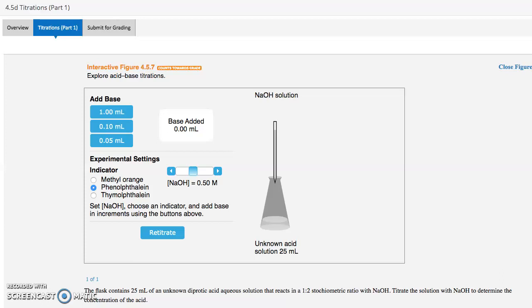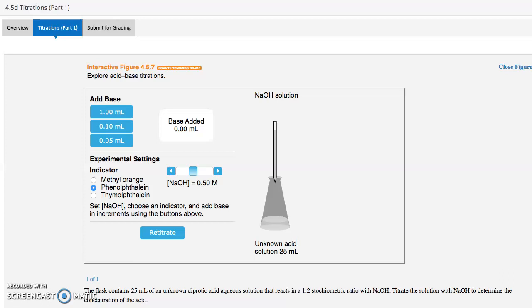So they start out saying that we're going to titrate an unknown acid, and it says down below that it's a diprotic acid. So what that means is we have two hydrogens that are donatable on this acid. So it could be something like H2SO4. That would be an example of a diprotic. But this one's unknown. We don't know exactly what it is.